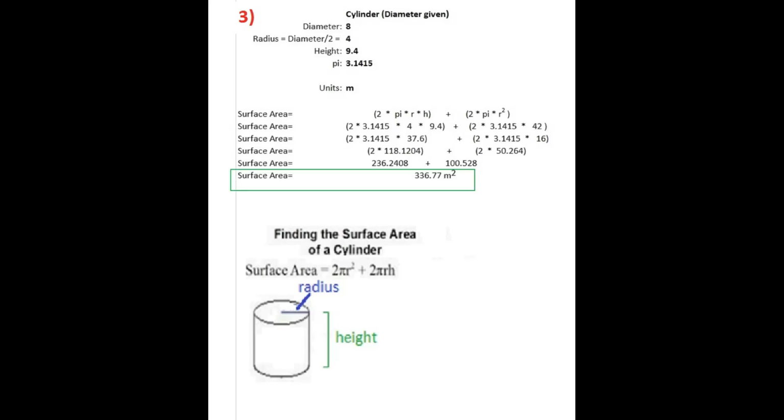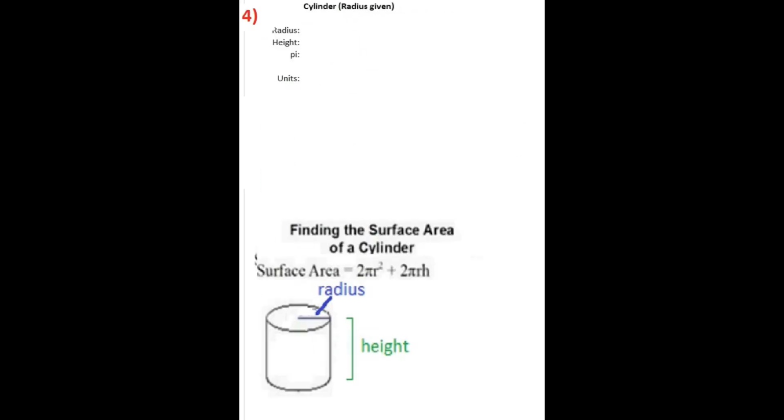And we have our final answer here. Our surface area is 336.77 meters squared. That's it for this particular problem. Number 4 is another cylinder. Even though it's on its side in the picture in the book, it's the same set of principles and the same formula.